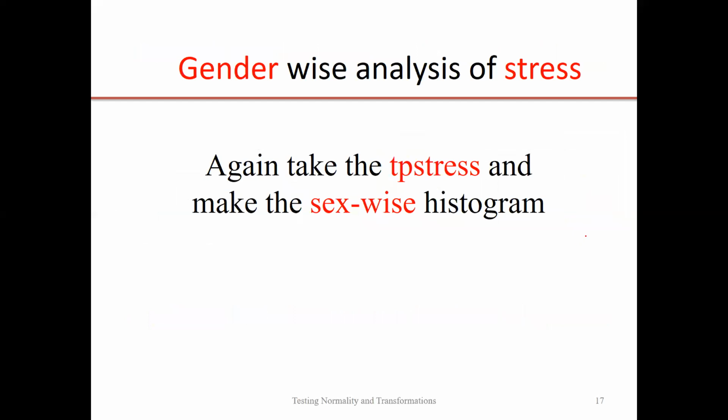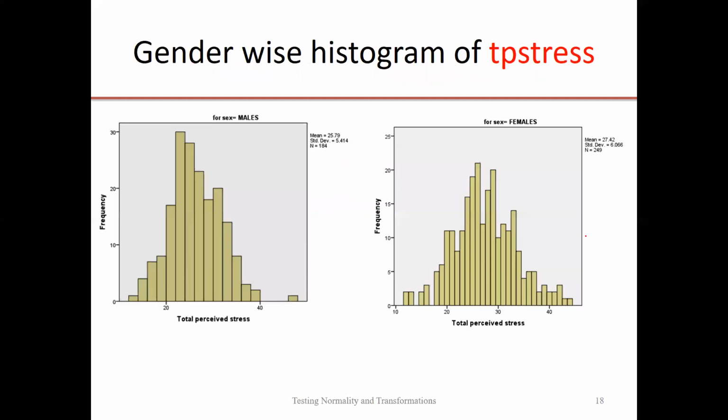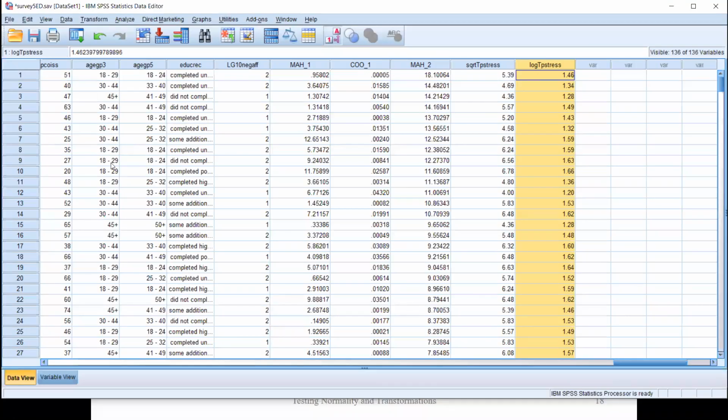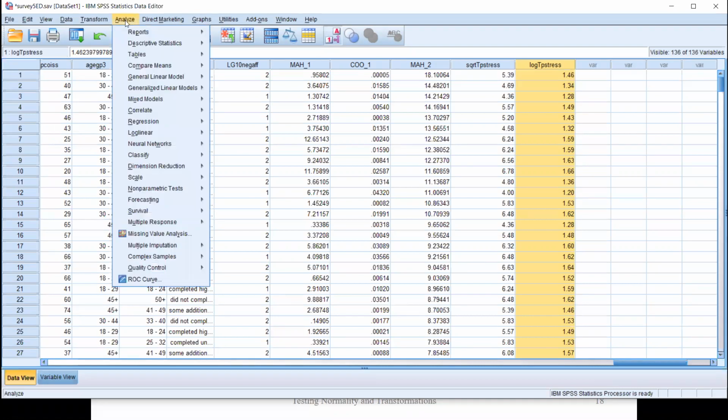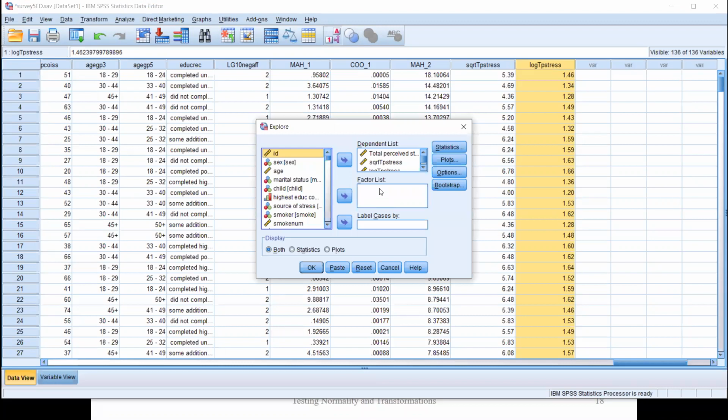Now, gender-wise analysis of stress. If I select one variable as the factor to consider gender in this analysis, we have to move to the same option: descriptive measures, Explore. One factor list is to be included here, and that factor is sex. Sex is the gender variable. The remaining three variables stay, and I am just excluding one variable, which is log.